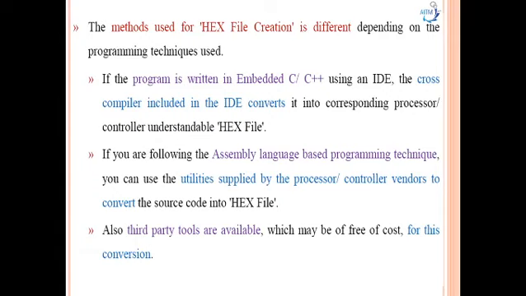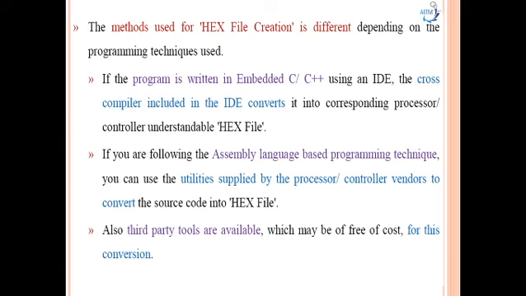The methods used for HEX file creation are different depending on the programming technique used. If a program is written in embedded C or C++ using IDEs, the cross compiler included in the IDE converts it into the corresponding processor or controller understandable HEX file. If we are following the assembly language based programming technique, we can use the utilities supplied by the processor or controller vendors to convert the source code into the HEX file. Also, third party tools are available which may be free of cost for this conversion. Usually the third party tool we use is FlashMagic.